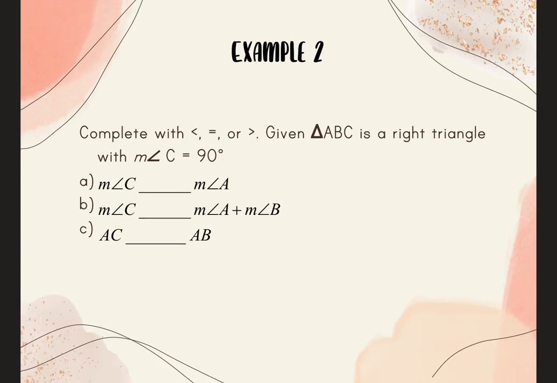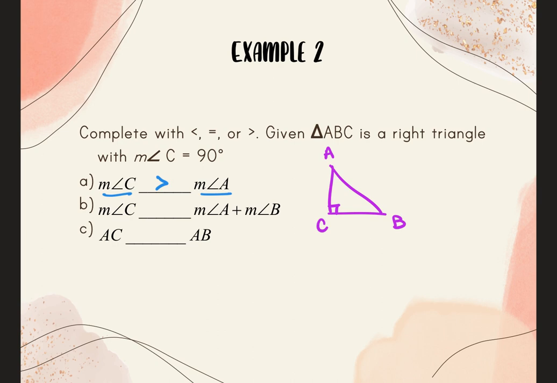Example 2 says to complete with less than, equal to, or greater than. Given A, B, C is a right angle, and C is the 90 degrees. A and B can be interchangeable, but C has to be 90. C compares with angle A. C would be the biggest, so angle C would be bigger than angle A.